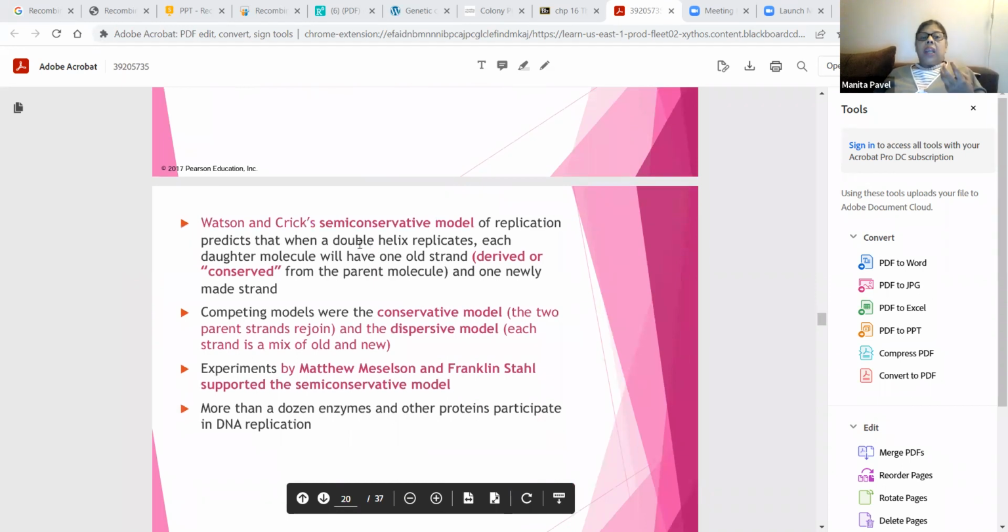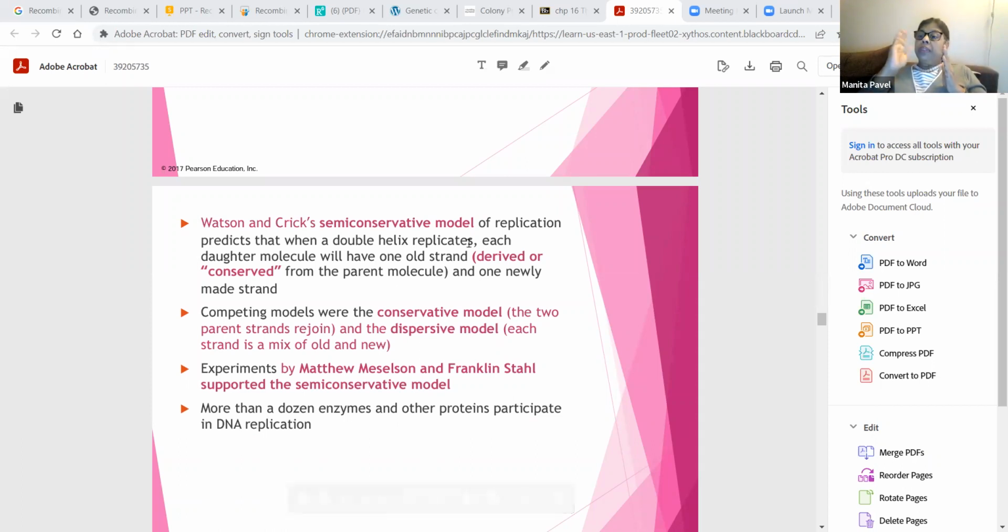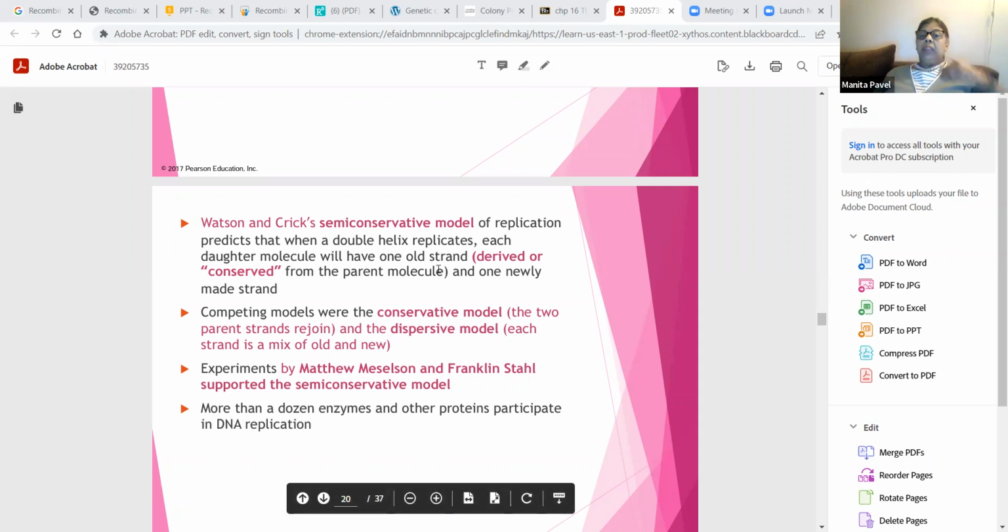So Watson and Crick semi-conservative model. This was called the semi-conservative. 1 old, which is the original parent strand, 1 new, which is the newly synthesized daughter complementary strand. It predicts that when a double helix replicates, each daughter molecule will have 1 old strand derived or conserved from the parent and 1 newly synthesized strand.